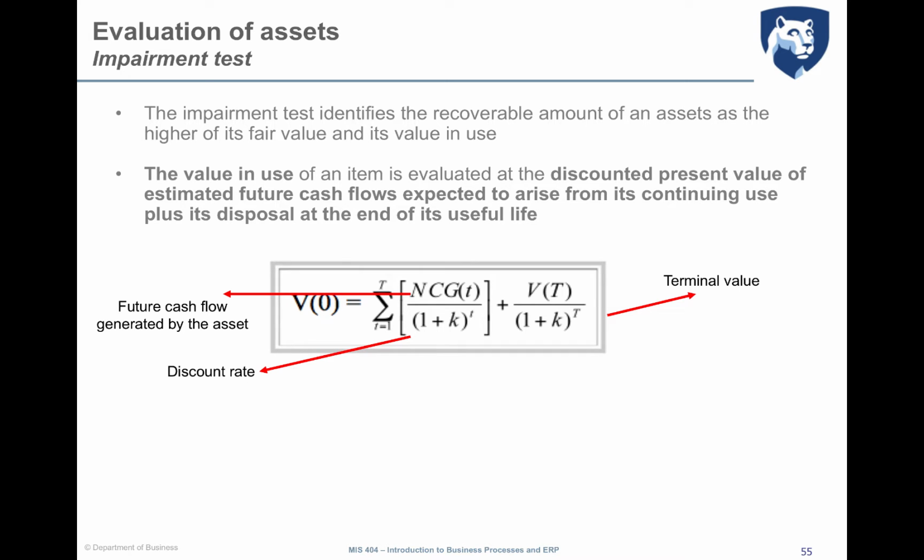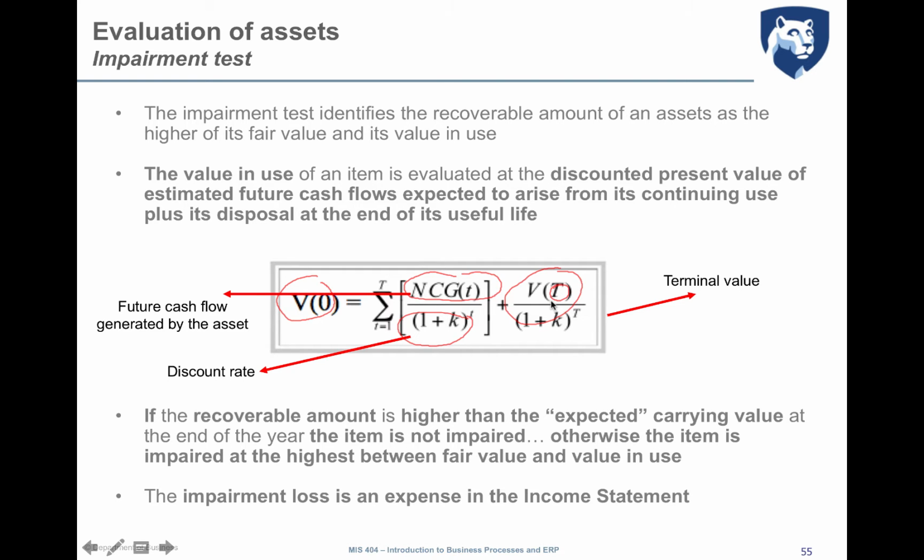And that's the formula. You can see that the value in use of the assets is the sum of the future cash flows generated by the assets to which the discount rate is applied, plus the terminal value, let's say, registered at the end of this life cycle. So this big T represents the time in which the assets will end their business life cycle.